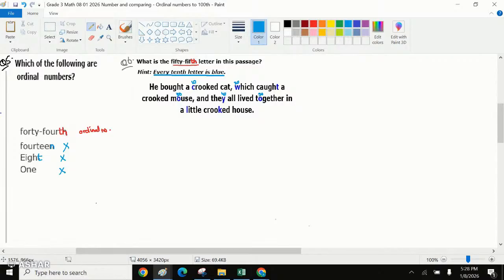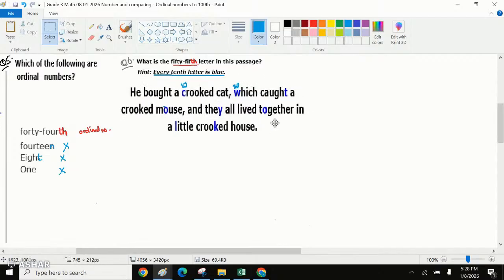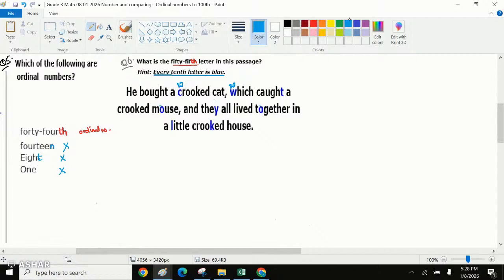What is 55th? 1, 2, 3. Sorry, I missed a T over here. I'll just enlarge this so that it's much more visible to us. Okay, let's look at this. This was with W. This is 10. Sorry, this would be 30. O with a 40. Y with a 50.